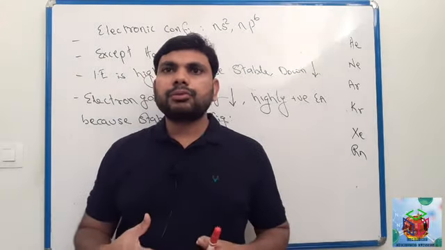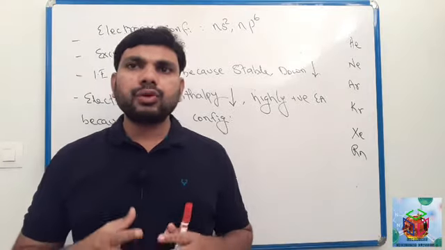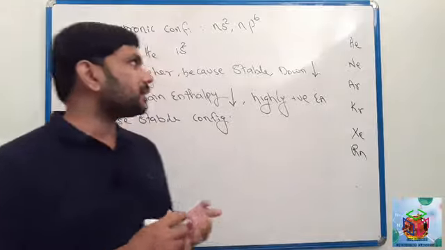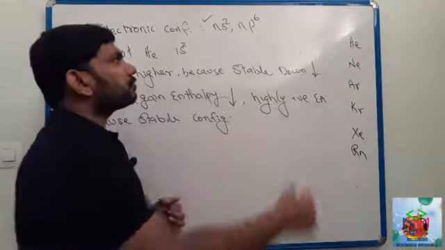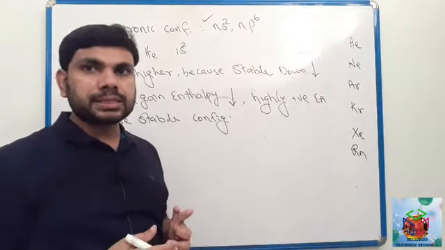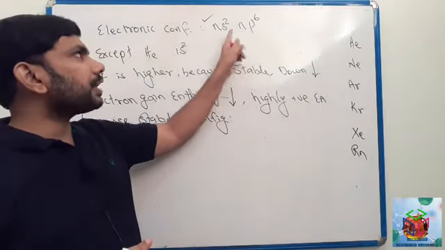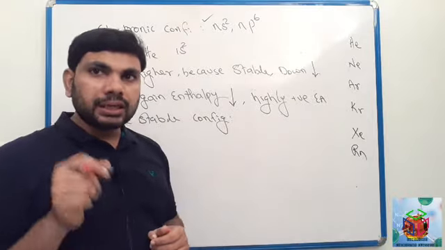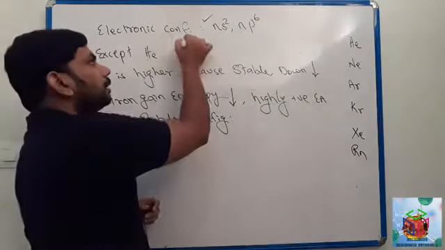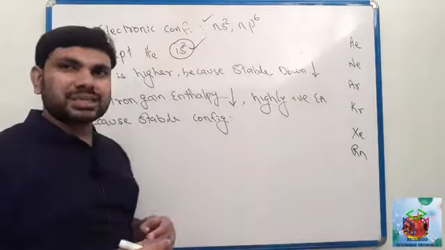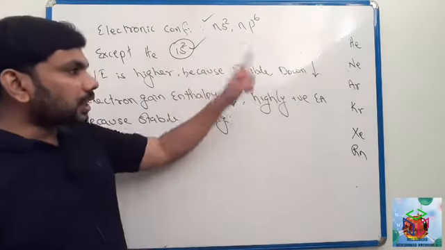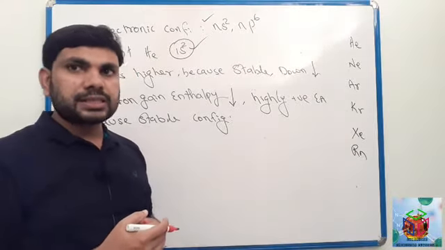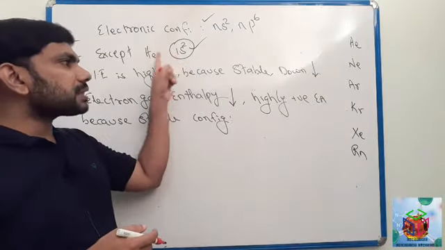Next, we have to discuss the electronic configuration of noble gases: ns2 np6. They have a complete electronic configuration in the s subshell and also the p subshell. Except helium. We know helium has atomic number 2, so it is 1s2. Except helium, all other noble gases have the general electronic configuration ns2 np6. So there is one exception, helium.